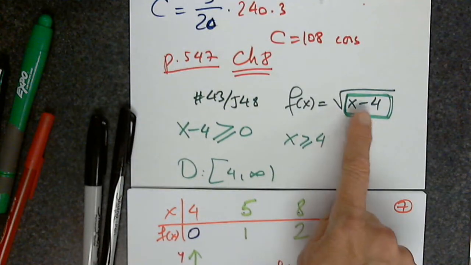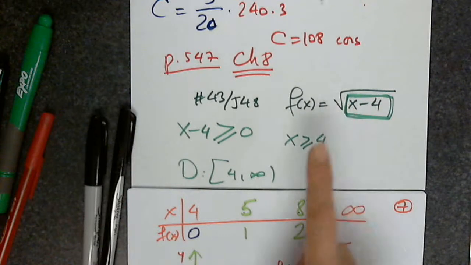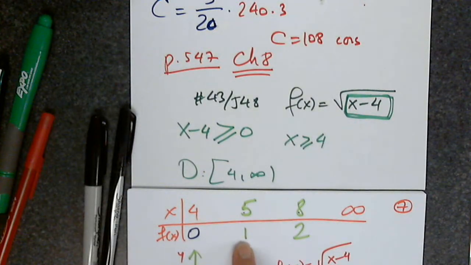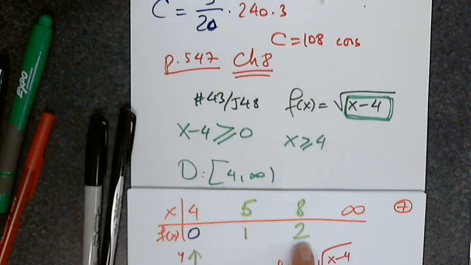and 8. 5 minus 4 is 1. The square root of 1 is 1. 8 minus 4 is 4. The square root of 4 is 2. Better? Perfect.